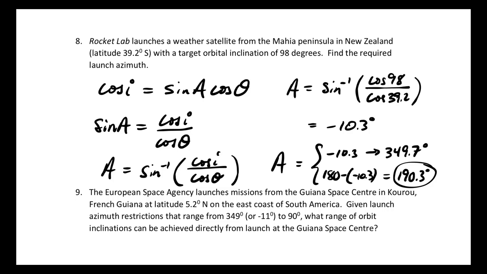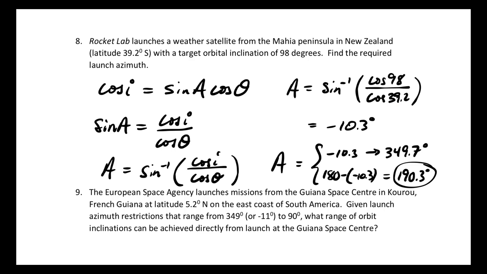Okay, returning to my basic equation here. In this case, I'm solving for the azimuth, so let's rewrite it so that the sine of the azimuth is equal to cosine of the inclination over cosine of the latitude, and then I'm using sine inverse of the cosine of the inclination divided by the cosine of the latitude. In this case, I want an inclination of 98 from a latitude. Actually, this is negative, but the cosine of negative 39 is the same as 39, so it didn't matter whether you put the negative here or not.